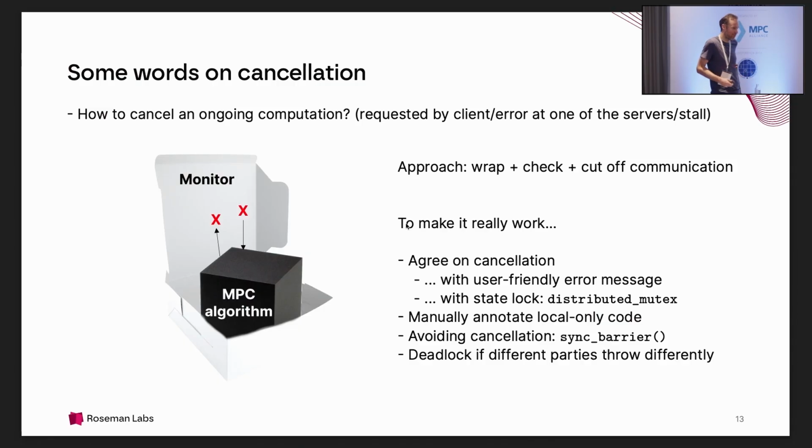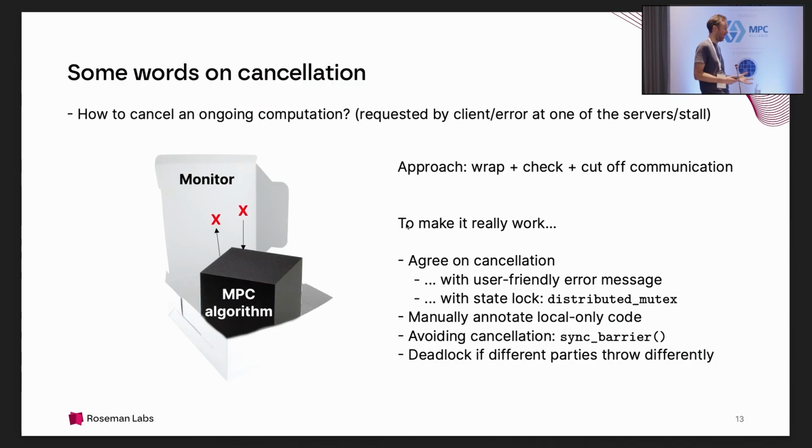And the approach is then simply to wrap our MPC algorithm, to check once in a while whether it needs to be cancelled, whether a request by the client to cancel it or another trigger has been received. If that happens, we simply cut off the communication. Whenever the MPC algorithm is running, at some point it needs to communicate. It's an MPC application, so it will communicate. At that point, we just cut off the communication, and the monitor just stops providing data and instead gives an error.